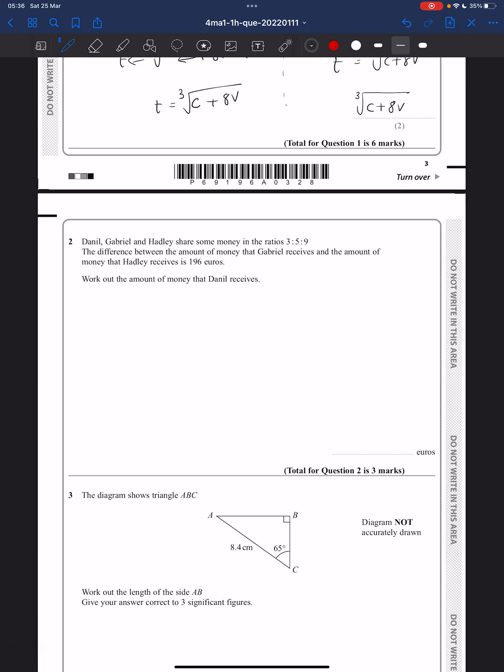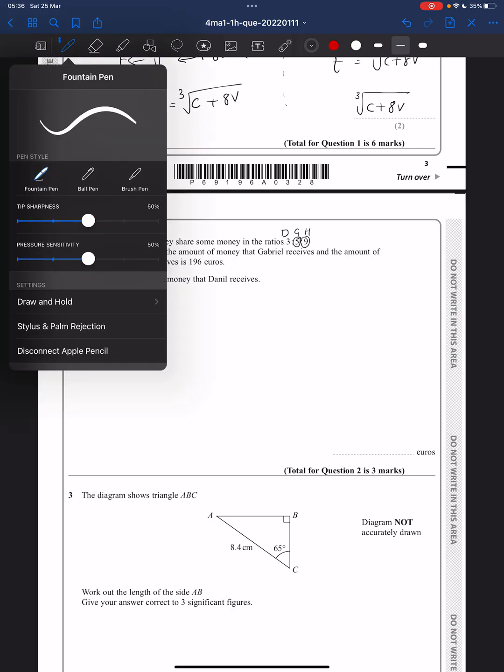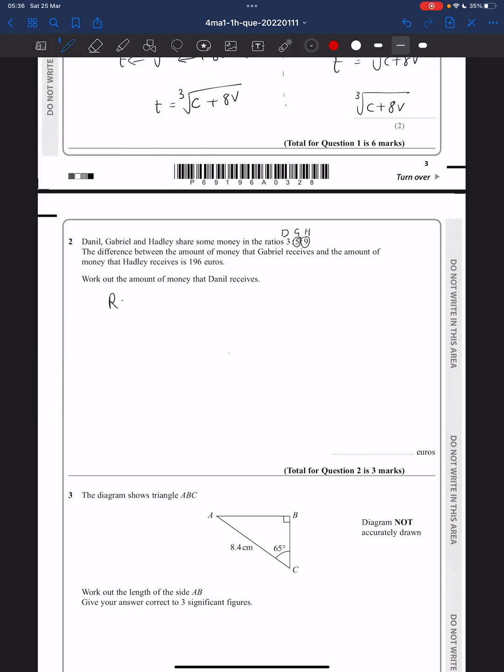Daniel, Gabrielle and Hadley share some money in the ratios 3 to 5 to 9. Okay, so that's the order there. The difference between the amount of money that Gabrielle receives and the amount that Hadley receives is €196. So what's that one? Gabrielle and Hadley. So the difference, so in the ratio, if you just put the money in, it would have been cancelled down to this 3 to 5 to 9.